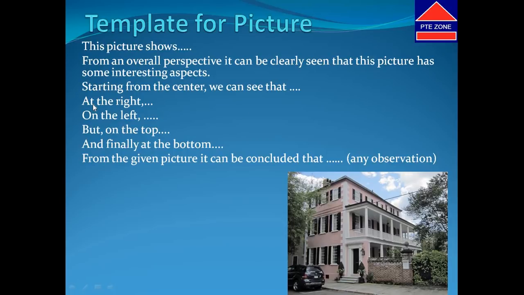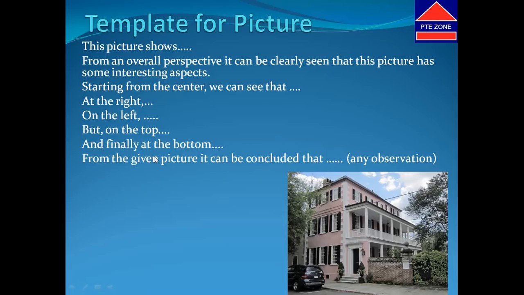Then you can say, starting from the center, we can see that in the center, whatever thing you see, just speak that. So in this scenario, I'll say starting from the center, we can see that there are 5 doors, or let's say I'll say there are 3 windows. Anything I can say, right? Anything about the picture actually. Then I can say at the right there are big trees. On the left there is a black car, but on the top there is sky or cloud, and finally at the bottom there is a road.